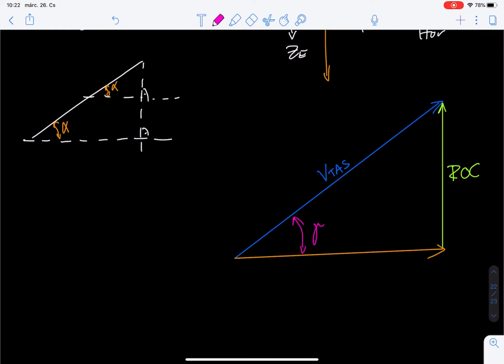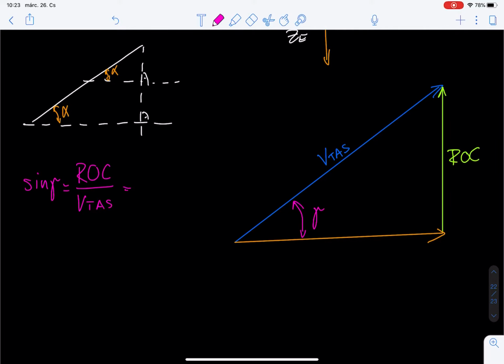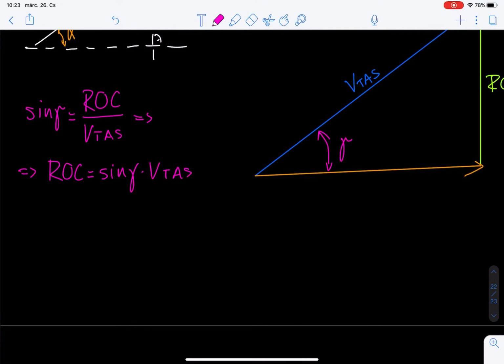Okay, so to calculate the rate of climb, we're going to need the sine function. So the sine of gamma is equal to the rate of climb, so the opposite side over the hypotenuse, which is the true airspeed. And from this one, we can express the rate of climb. So therefore, the rate of climb would be the sine of gamma times the VTAS.